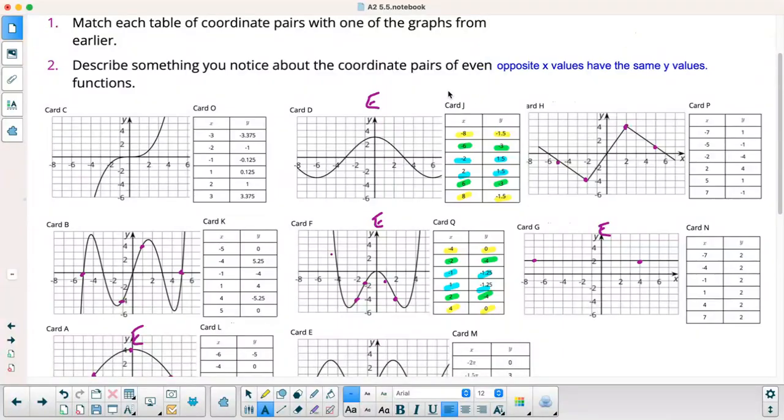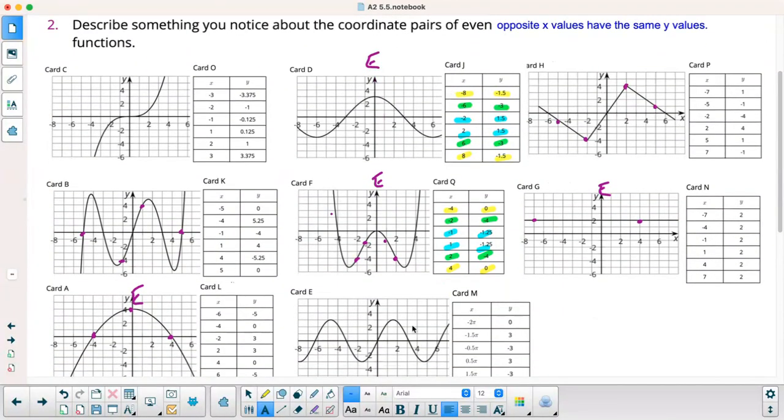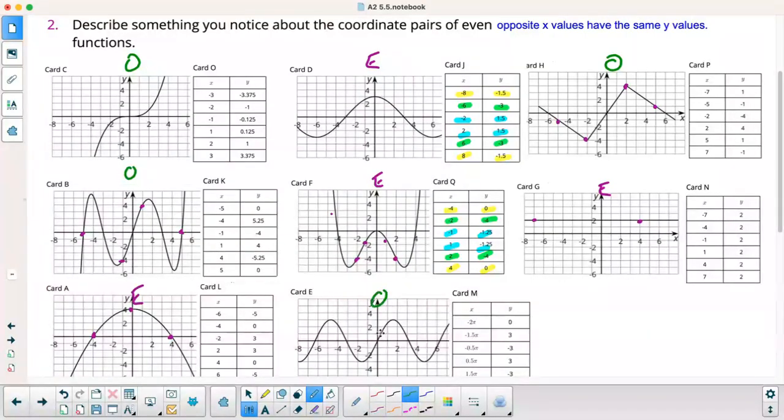Okay. It doesn't say to do anything about odd functions, but we'll go ahead and show you here. So all my odd functions here, this one's odd, this one's odd, this one's odd because it's origin symmetry. So opposite x's have opposite y's. So here, those are opposite x's. Notice the signs, they're opposite there, okay? Same thing here, opposite x's, opposite y's. -2, +2, -1, +1. So they're opposite.